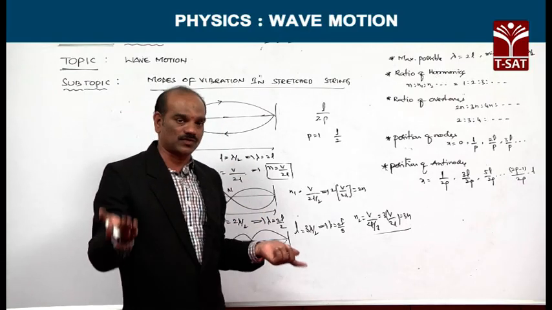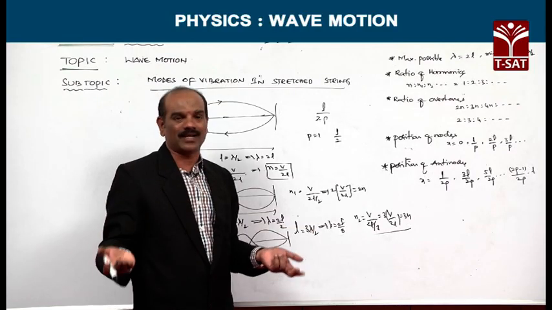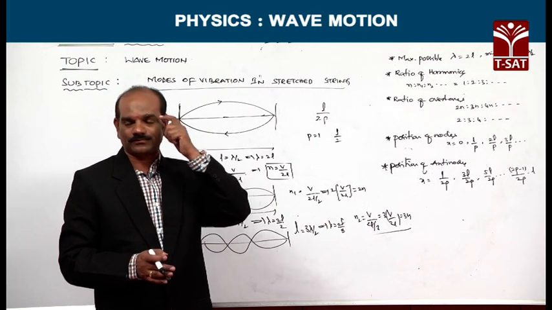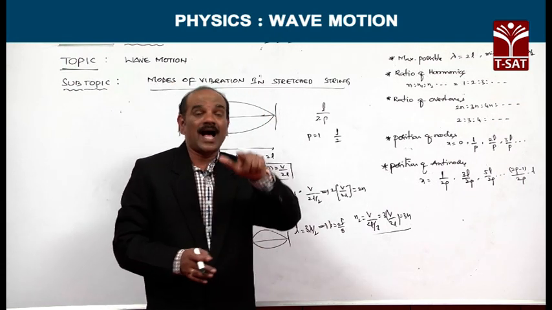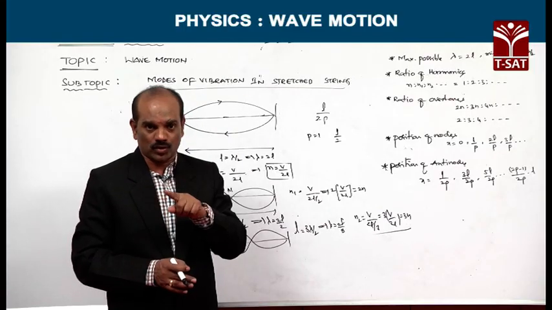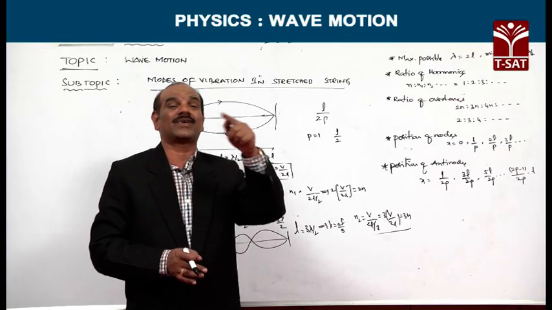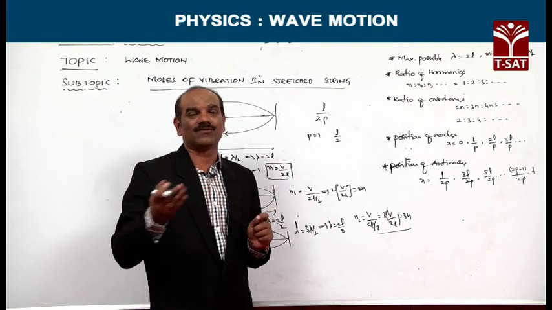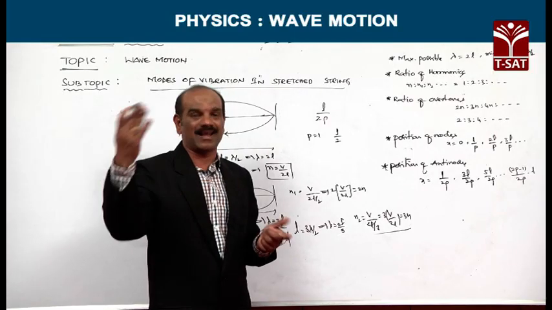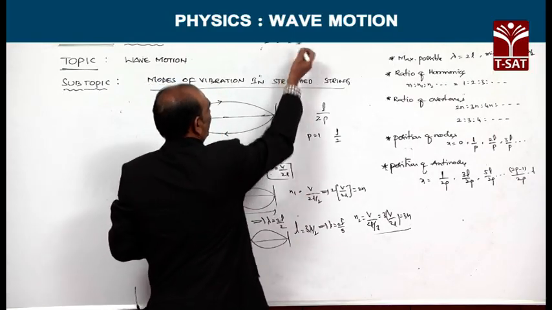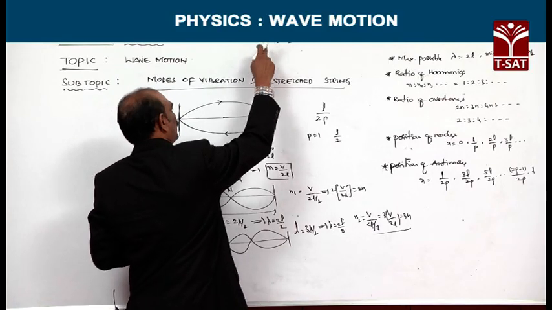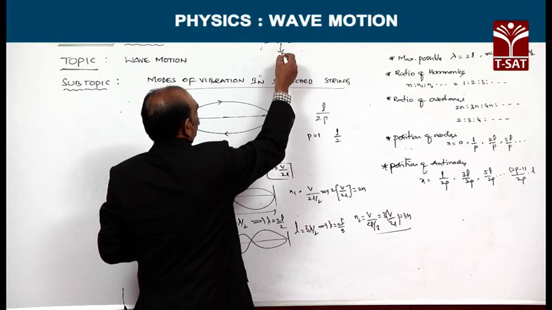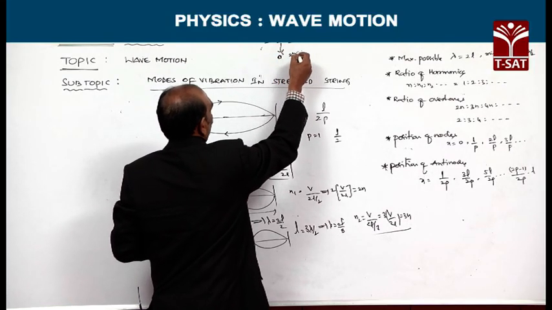That means if we have 10 overtones, how many harmonics? 11 harmonics. I repeat: N harmonics, N minus 1 overtones; N overtones, N plus 1 harmonics. So 10 harmonics means 9 overtones, 10 overtones means 11 harmonics. So N, N1, N2: this is the fundamental frequency or first harmonic, second harmonic, third harmonic. This is called the first overtone, second overtone, third overtone, etc.